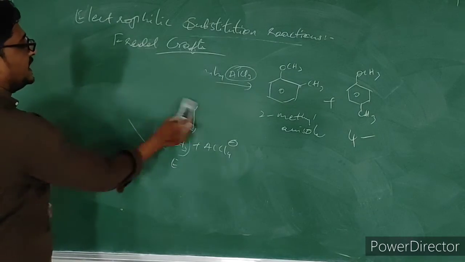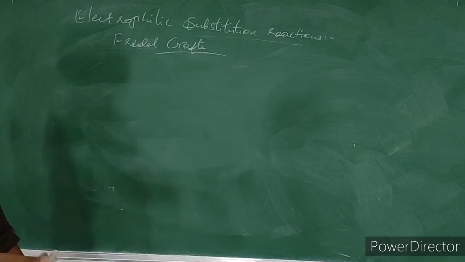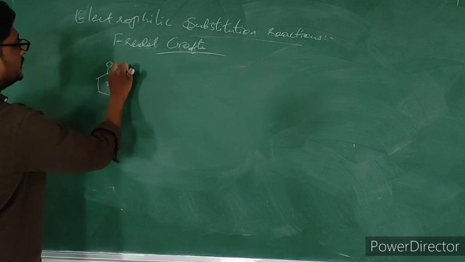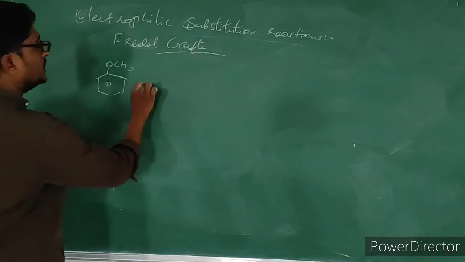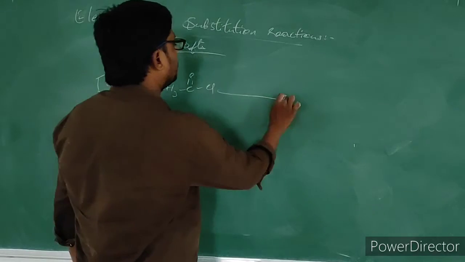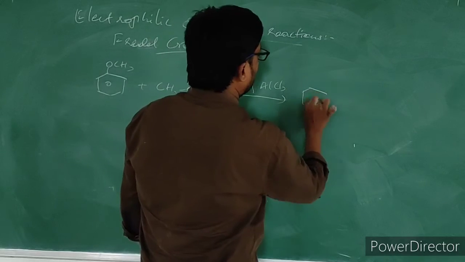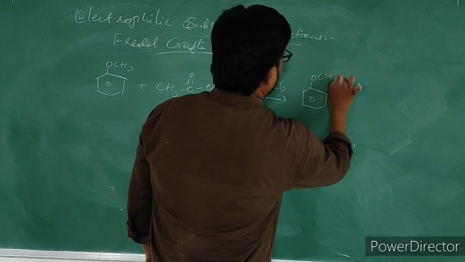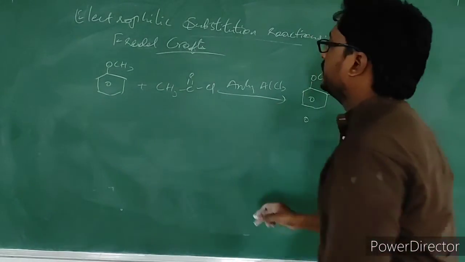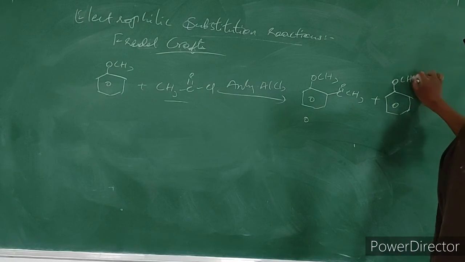Next, Friedel-Crafts acylation. In Friedel-Crafts acylation, we take acetyl chloride instead of alkyl chloride. The same reactant we will take, methoxybenzene. It reacts with acetyl chloride, CH3COCl, in the presence of anhydrous aluminium chloride. You can consider it will form two types of products. This is one product, the ortho product. At the ortho position an acetyl group gets attached, and at the para position an acetyl group gets attached.